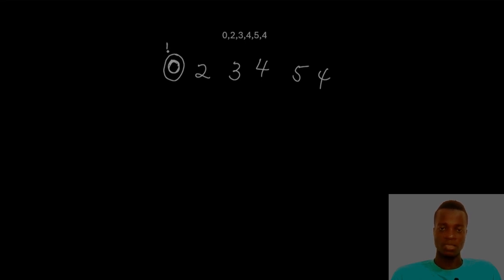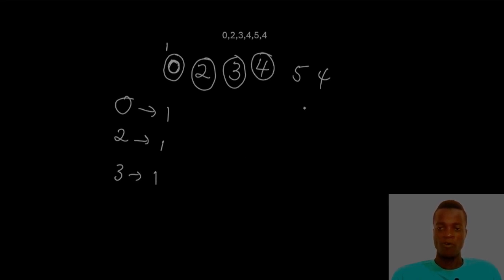It appears once. So 0 appears once. 2, in the entire data set, appears once. 3 appears once. 4 appears how many times? We can see 2 times. 4 appears here and here. And finally we have 5, which appears once. This appearance of each element is what we call the frequency, or the count.